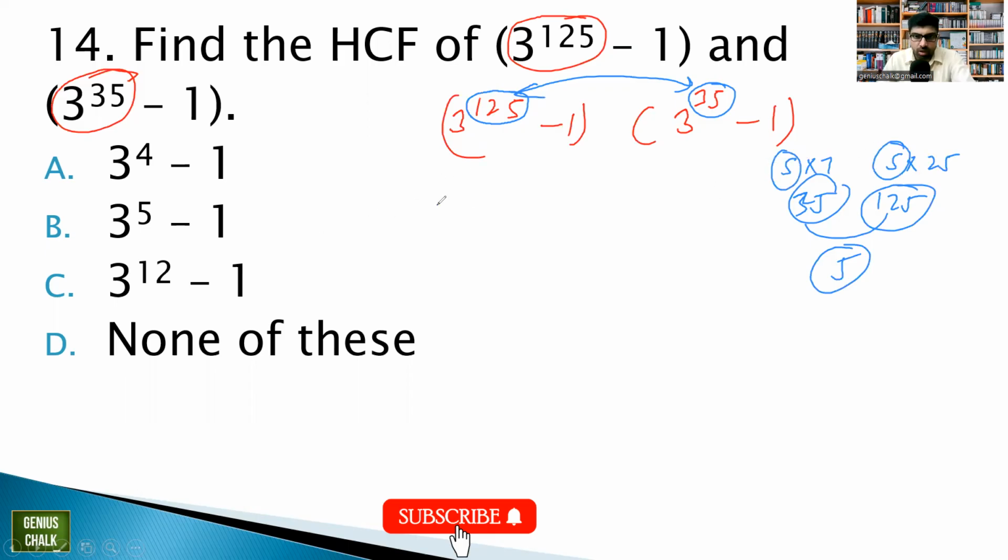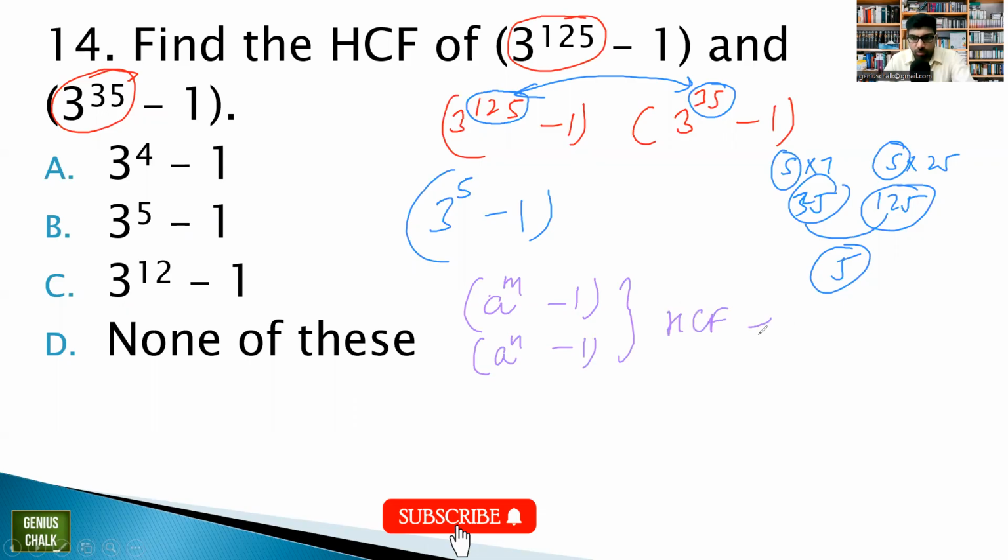So what is my answer? 3 to the power 5 minus 1. Right? So what is the rule? The rule is whenever you are asked about the HCF of powers, like the HCF of some number to the power m minus 1 and the same base to the power n minus 1, then remember the rule for HCF. What do we do?